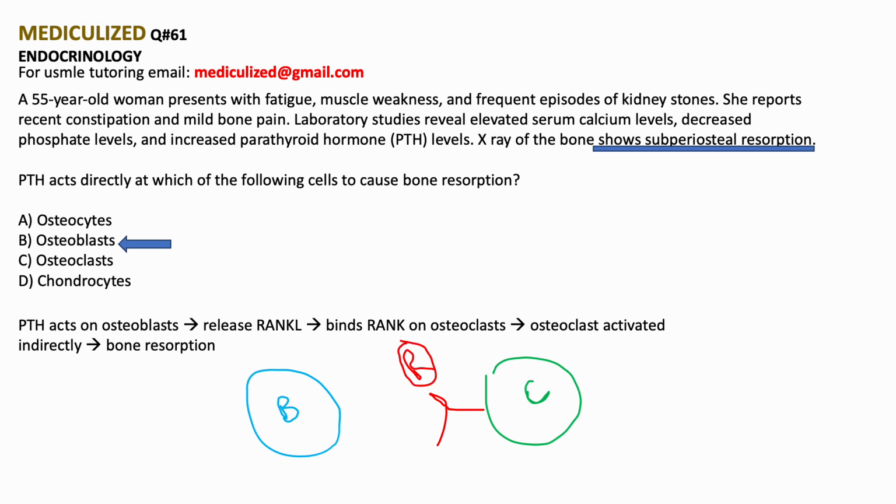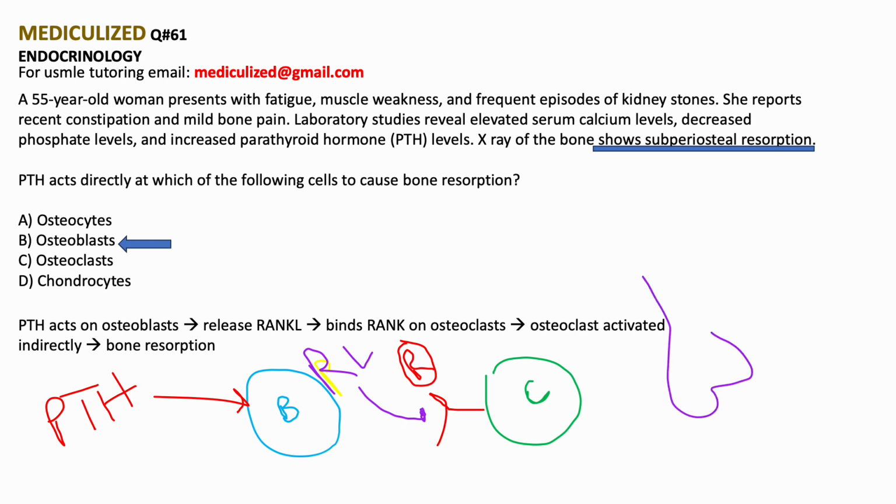Now, the PTH is going to come here, and it's going to activate the blast, and the blasts are going to release something called RANK L. So I'm going to put it here in purple. This is RANK L, and this RANK L is going to bind to this, and it's going to cause osteoclast activation, and the bone is resorbed. The bone is going to get destroyed here.